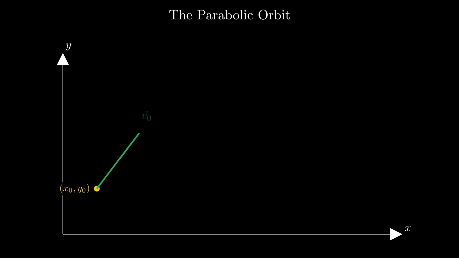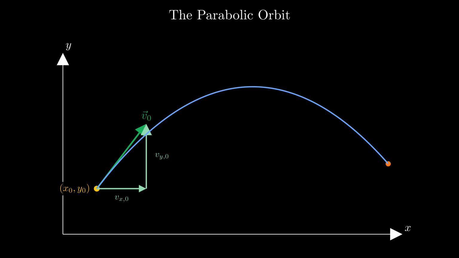From there, the initial velocity vector leaves the launch point, carrying a horizontal piece, Vx naught, and a vertical piece, Vy naught. The path climbs, rounds over its peak, and descends. At any general point along the way, the velocity points along the tangent to the curve. On the way down, that tangent tilts below the horizontal, so the angle it makes is negative. The shape is the story.